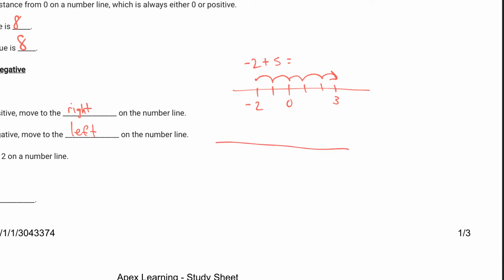We have 0, negative 1, negative 2, negative 3, negative 4. So if I have negative 1 plus negative 3, the second number is negative. So it's negative 1 plus negative 3. That second number is negative, which means I have to move to the left. So I start here and I move 1, 2, 3 to the left. That is equal to negative 4.